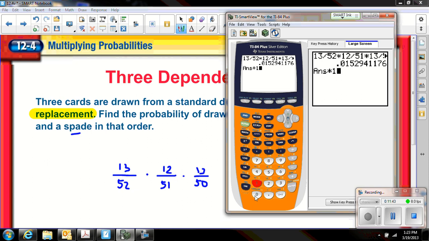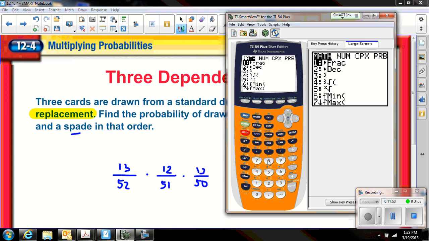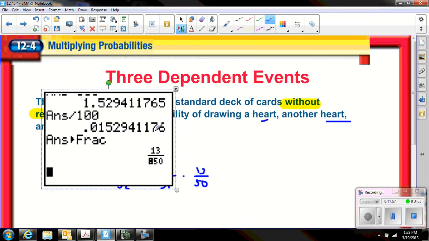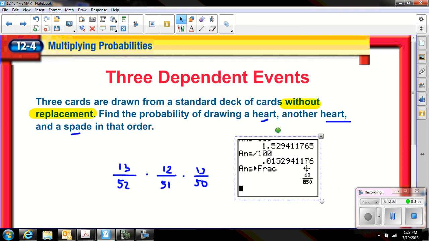0.015, or as percentage, 1.529. Let's get that as a fraction. Fraction. 13 over 850. So if I have a deck of cards in front of me and I say draw a heart, another heart, and a spade, the probability that's going to happen is 13 out of 850, or 1.5%. So not very likely that event's going to occur.